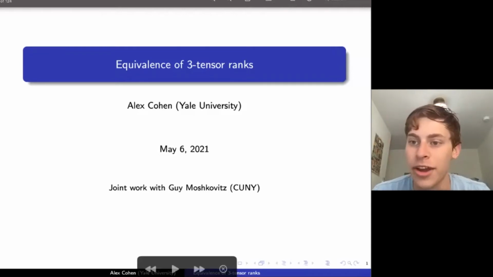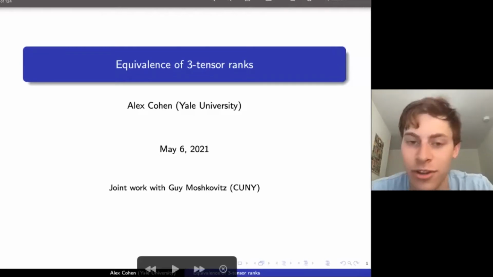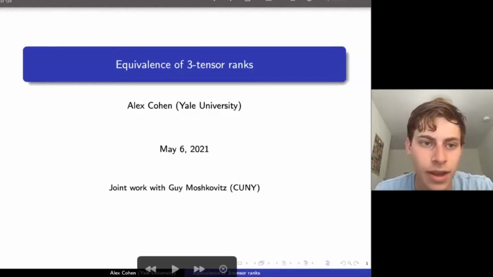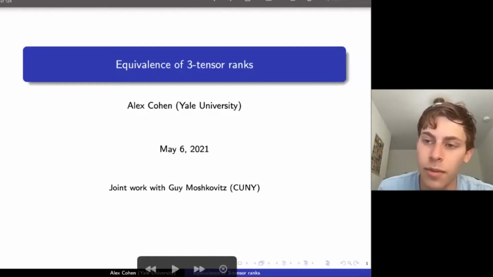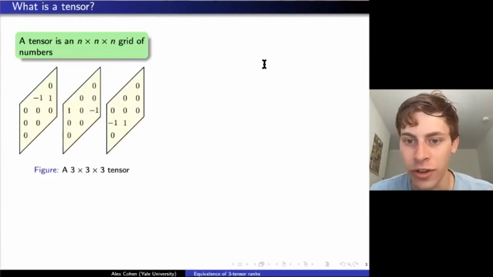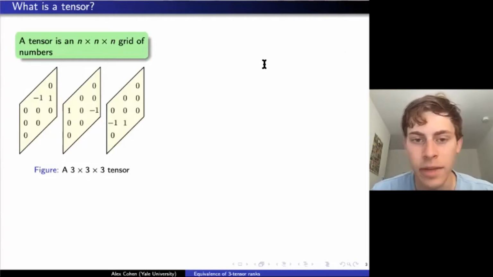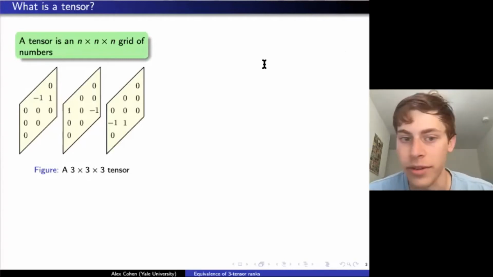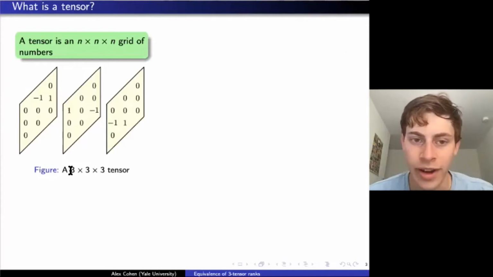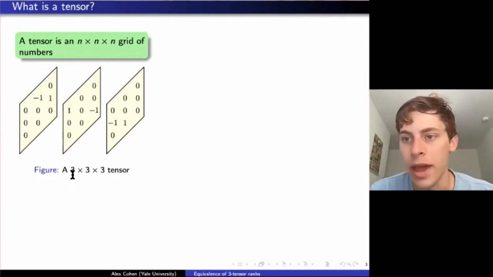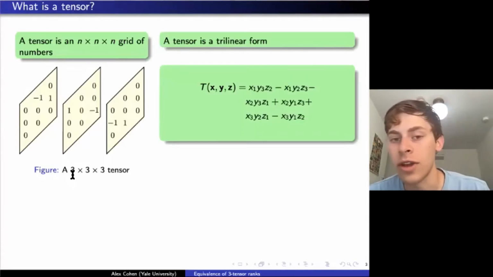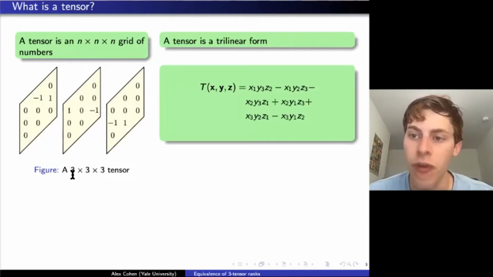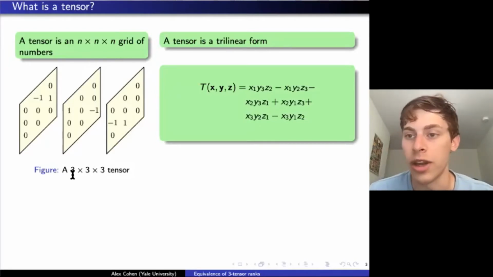I'm going to talk about a few notions of tensor rank and how they compare to each other. To start off, the basic object we're going to be talking about are tensors. In some way, the most native view is a higher dimensional generalization of matrices. An n by n by n tensor, you can think of as an n by n by n grid of numbers. So this is an example. It's a very nice tensor. And there are many other ways you can view a tensor. You can have higher order tensors as well, but we're going to be focusing on order 3 tensors, which are like 3-dimensional grids.